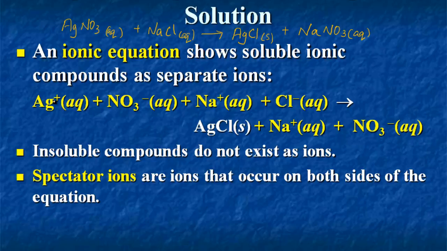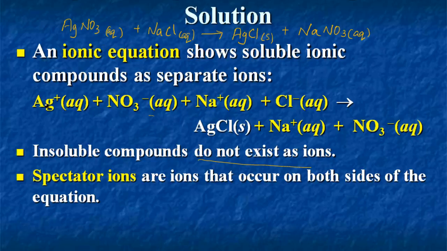Where is the Ag plus? AgCl is not separated into ions. What does it say? Insoluble compounds do not exist as ions. So on the right side, is Ag in ionic form? It is not. What we mean by that is exactly as we see here.